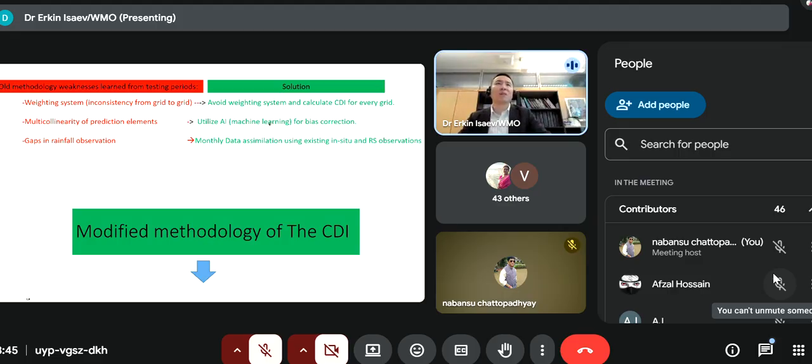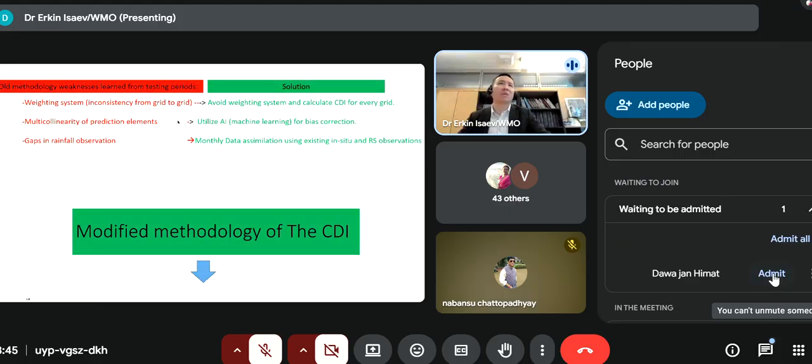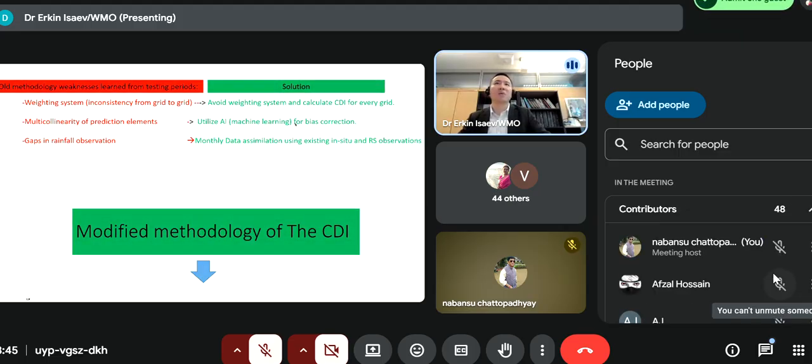We also found that when using machine learning algorithms like long short-term memory and others, this multi-collinearity effect is automatically resolved. It also takes into account that these predictors are correlated with each other. And we are using this algorithm for bias correction of the seasonal forecast, and for the gap in rainfall observation.